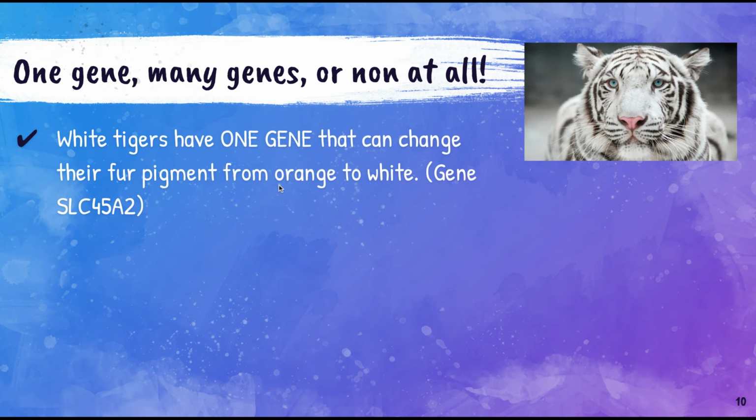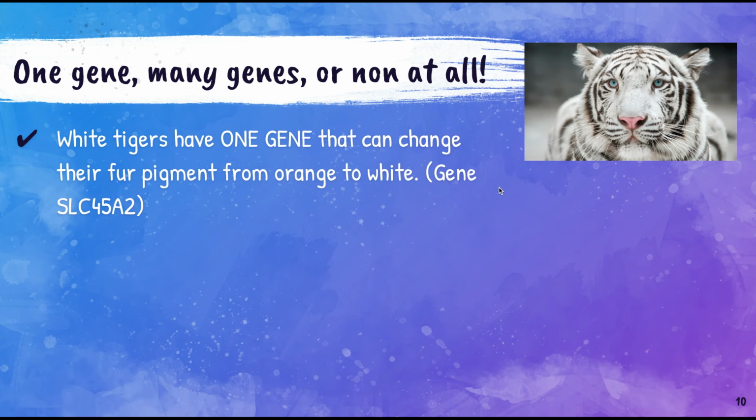So sometimes one gene can change everything. Okay, just one gene. And in the case of this beautiful, beautiful tiger here, hope you're watching Tiger King, this is controlled by one gene in the tiger. It's gene SLC45A2 in the tiger's DNA. And if it's different, it can change the tiger's fur from orange to white.